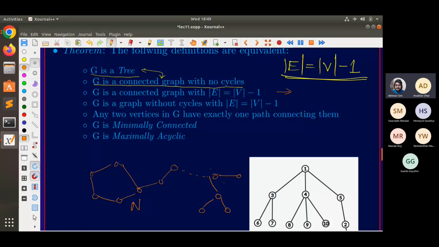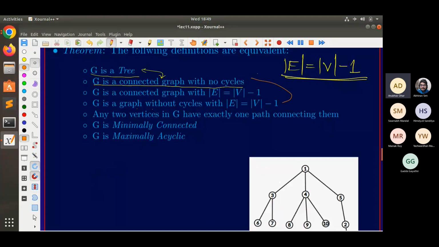Oh yeah, if the remaining graph has, let's call it n prime, because we are using m as the number of edges, then this particular subgraph must have n prime minus 2 edges, but then this cannot be connected. Yeah, that completes the proof. Similarly, you can prove the next statement, that a graph without cycles with V minus 1 edges is also equivalent to this. These two are very similar proofs. Okay.